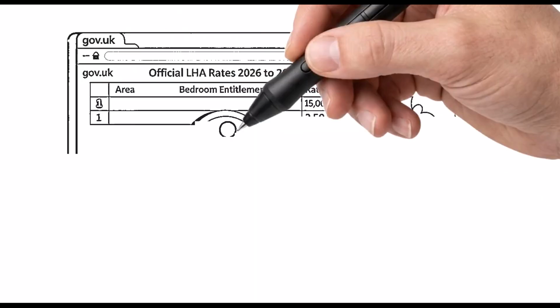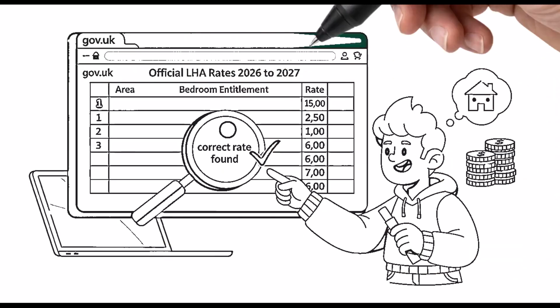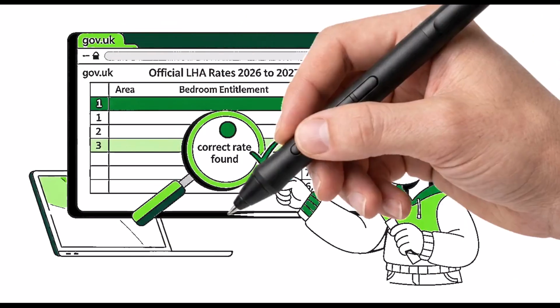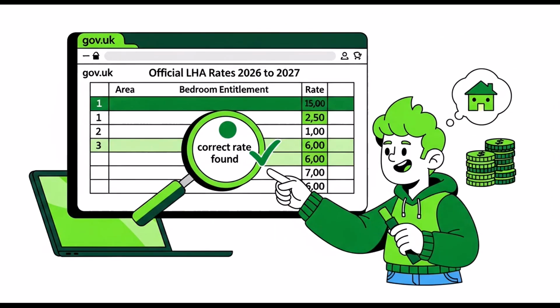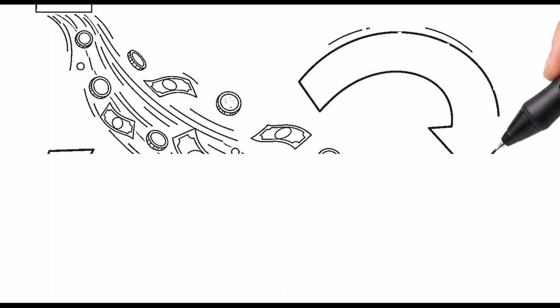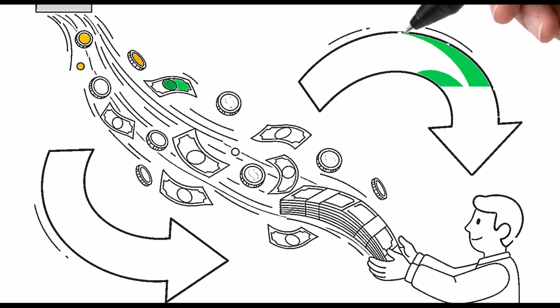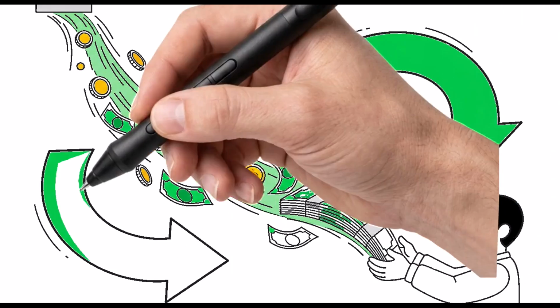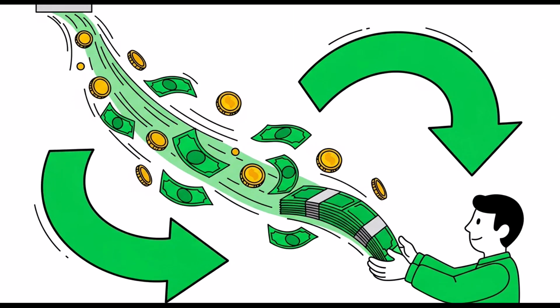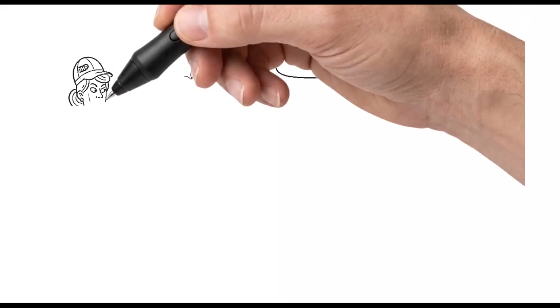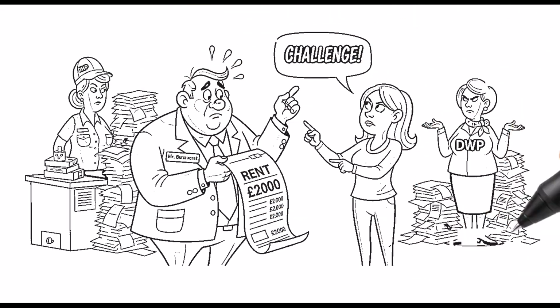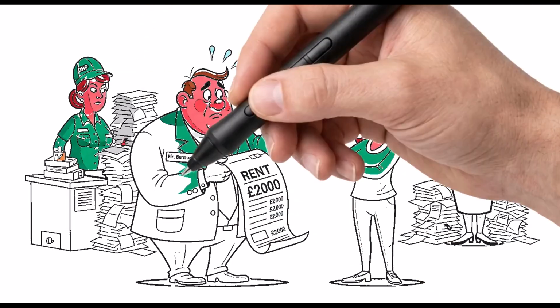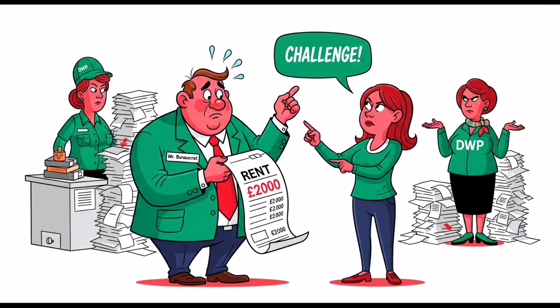Here is your complete action plan based on everything you have heard in this video. And please take every single step today because this is about your money right now. Step 1. Check your bedroom entitlement on your claim against your actual household composition and report any discrepancy through your UC journal or to your council today. Step 2. Check your claim for any non-dependent deduction and verify carefully whether the person in your home actually meets the criteria for a deduction to be applied.